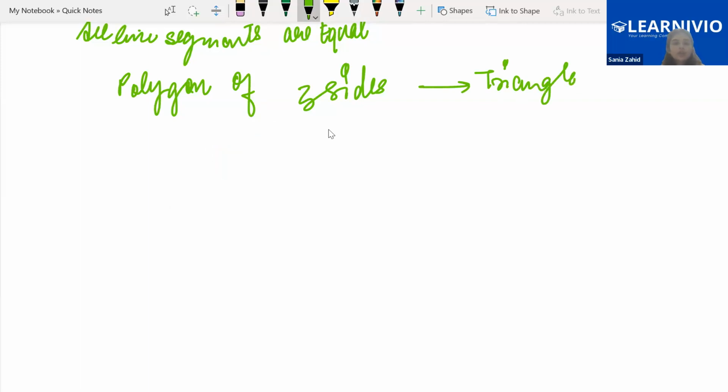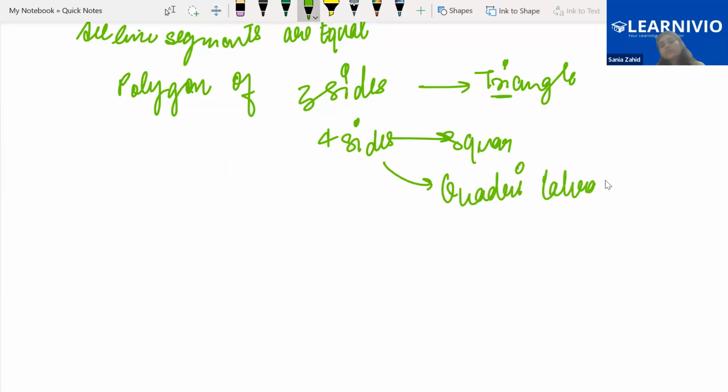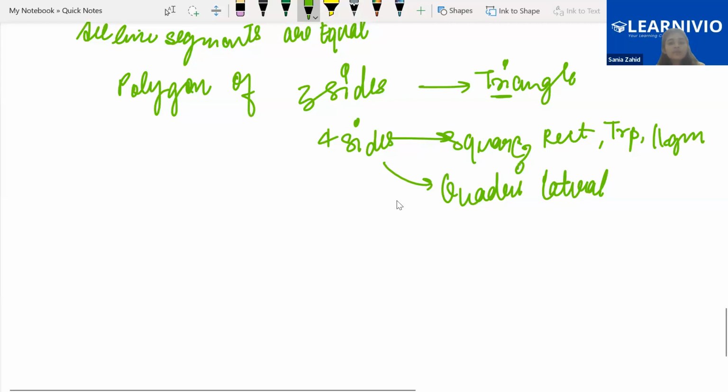Can you name a polygon of four sides? A square. Okay, a square. So a polygon of four sides, since tri means three, I can also say a quadrilateral. I can have many examples, like a square, a rectangle, a trapezium, a parallelogram, a rhombus, etc. I can have n number of examples. So basically, a polygon of four sides is known as a quadrilateral. So for the definition, you can write.